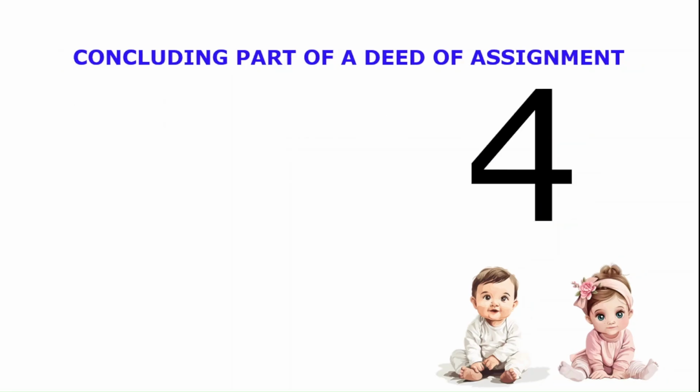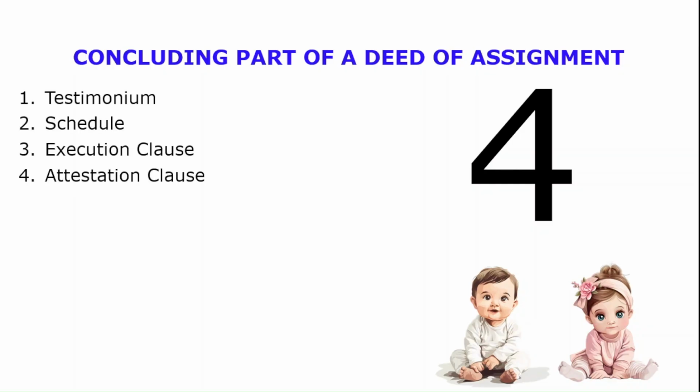Let's go to the concluding part of a deed of assignment. For the concluding part, we have the following clauses: testimonium, schedule, execution clause, attestation clause, and franking. Let's go again. We have the testimonium, the schedule, the execution clause, the attestation clause, and the franking. For the last time, close your eyes: the testimonium, the schedule, the execution clause, the attestation clause, and franking.